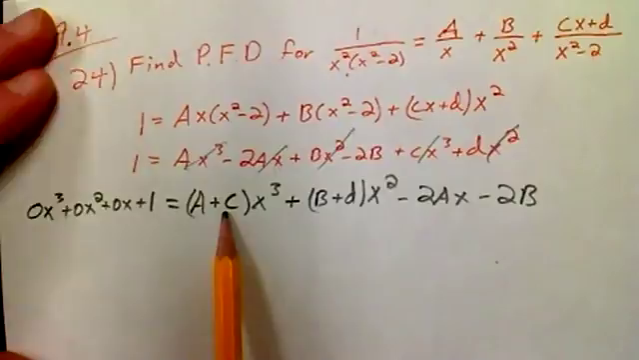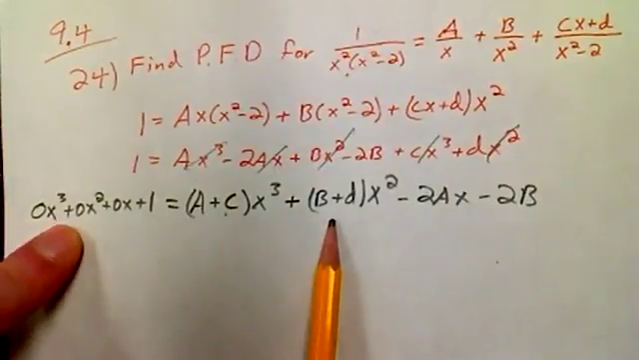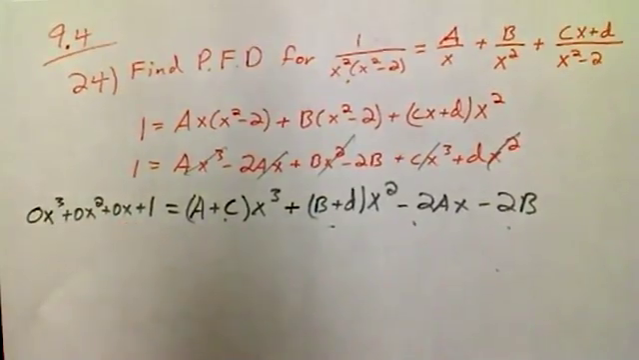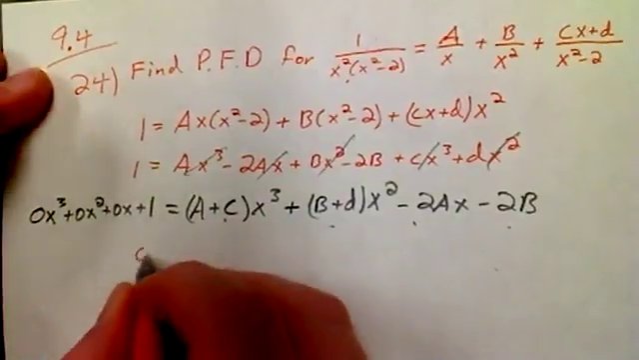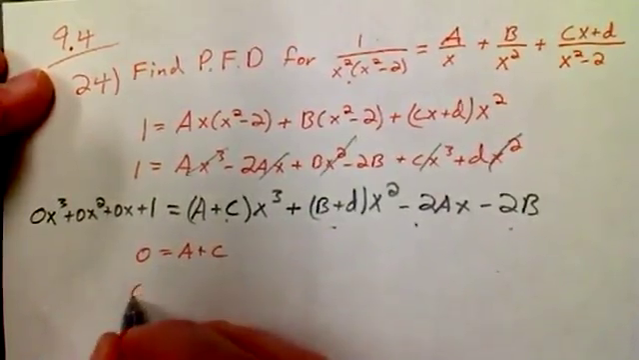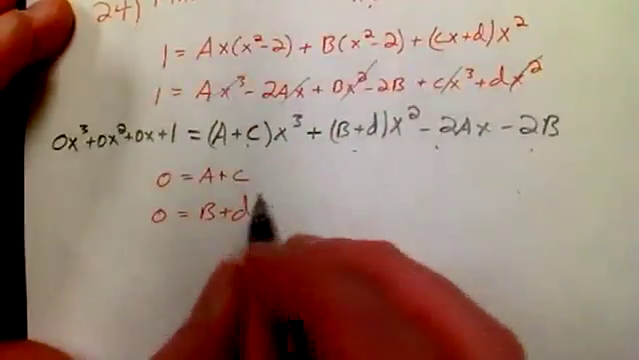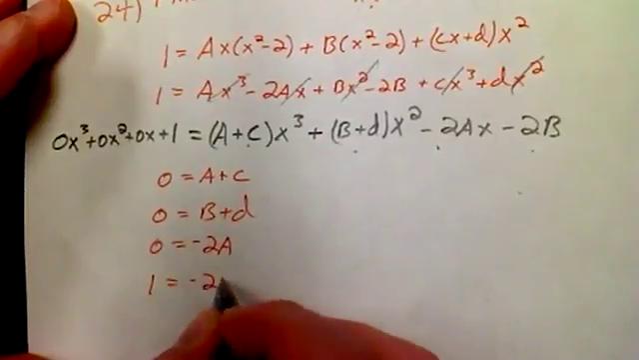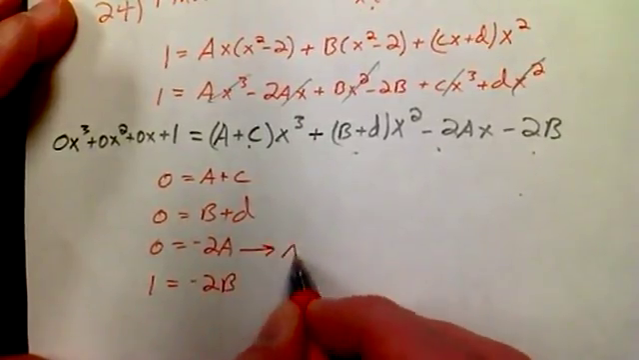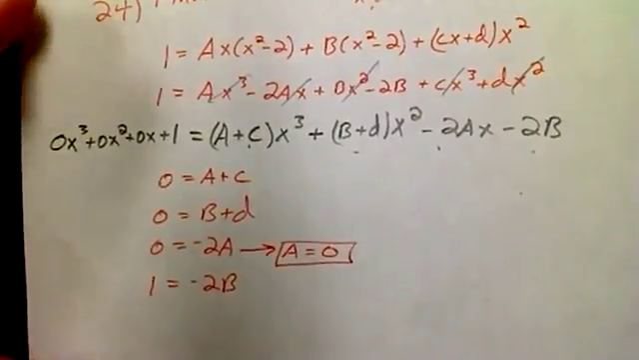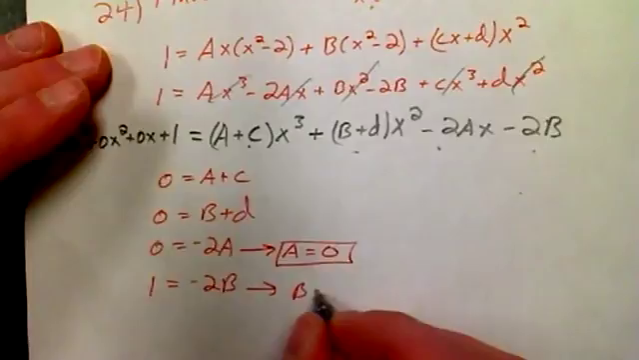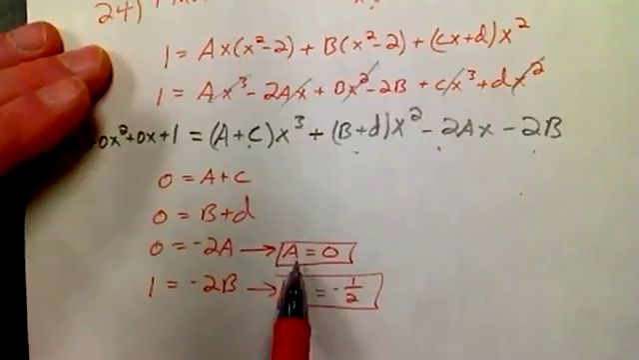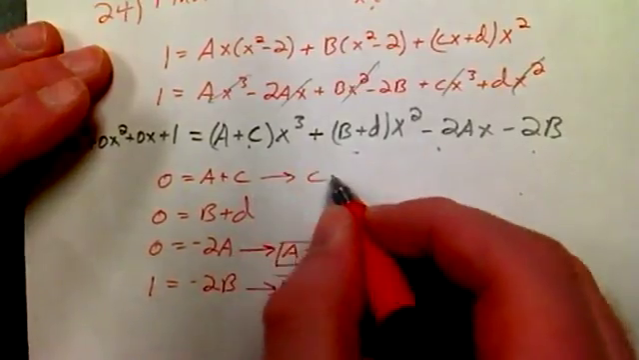So I know that A plus C has to equal 0, B plus D has to equal 0, negative 2A has to equal 0, and negative 2B has to equal 1. So let's write all of these things down. I know that 0 equals A plus C. I know that 0 equals B plus D. I know that 0 equals negative 2A, and that 1 equals negative 2B. Well, it's easy to see from here, A is equal to 0. From here, we get B equals negative 1/2. If I use A equals 0 up here, that means C equals 0.